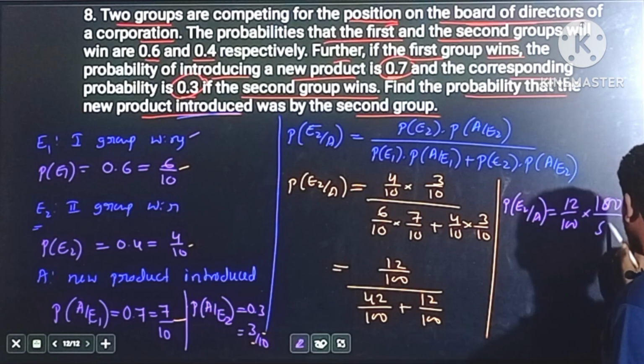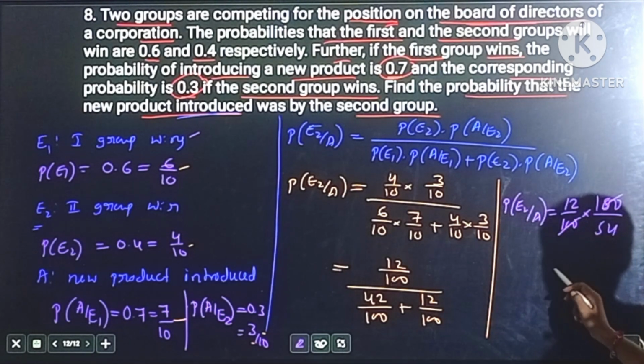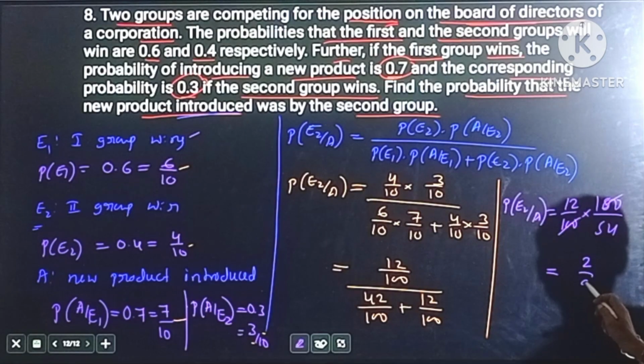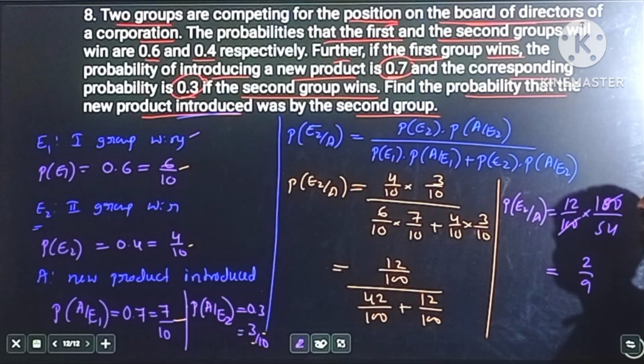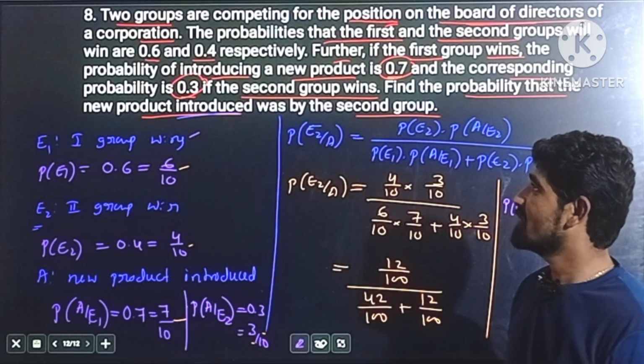Turn it over: 100 divided by 54. 100 gets cancelled, which equals 6 twos are 12, 6 nines are 54. So 2 by 9 is the required answer. Hope all of you understood this question.